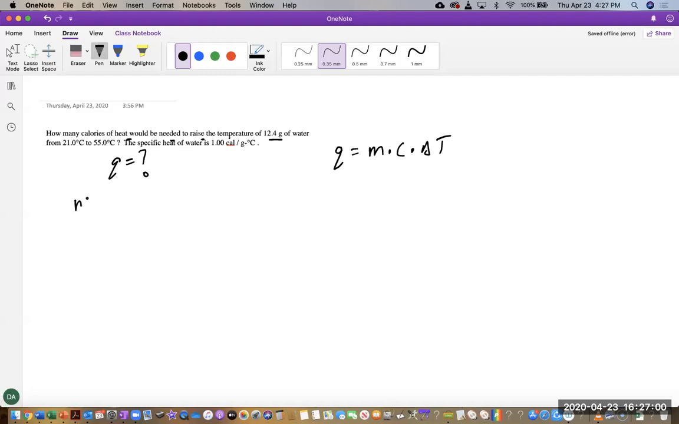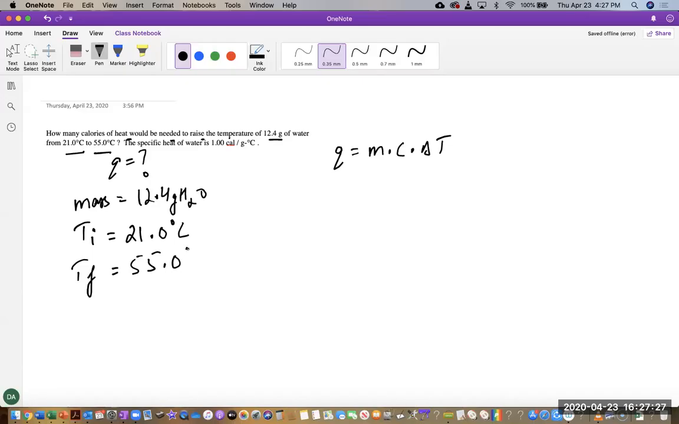So grams, guys, that's the mass. So we're given mass. Mass is 12.4 grams of water. So we have 12.4 grams of H2O. And then we're given the temperature. So it says you want to increase the temperature of 12.4 grams of water from 21 to 55. So that means that we're given the initial temperature, which is 21 degrees Celsius, and then we're given the final temperature, which is 55 degrees Celsius.